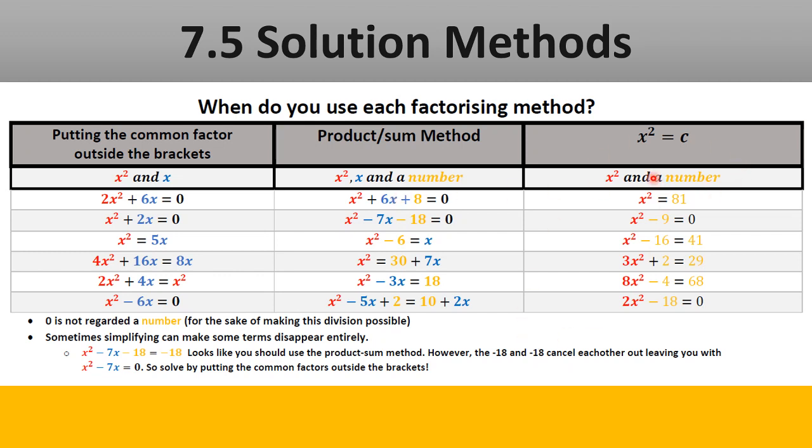When do I use x squared is c or the difference of two squares? When I don't have anything with an x, I should have something with x squared and a number only. X squared is 81. X squared minus 9 equals 0. I don't have something with x here. I don't have anything with a non-zero number here. And here I have them all three. I have x squared, x, and 8.